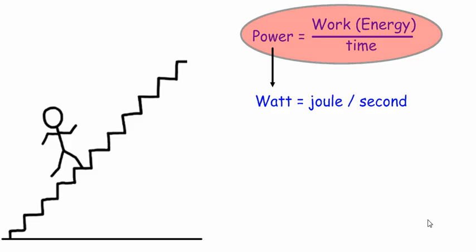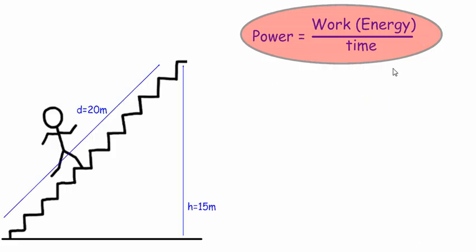We can write this in an equation as power equals the work done divided by the time, or the energy transferred divided by the time. It's both the same thing. The unit of power is the watt, which of course translates to the units of work or energy, which are joules, divided by the units of time, seconds. So 1 watt is equal to 1 joule per second.